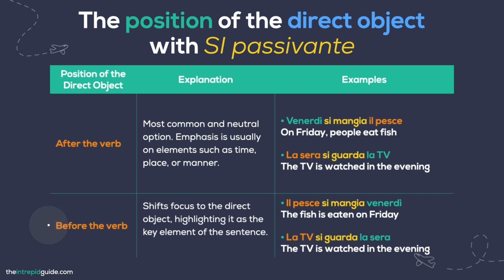On the other hand, placing the direct object before the verb shifts the focus to the object itself, highlighting it as a key element of the sentence. Take a look. Il pesce si mangia venerdì. The fish is eaten on Friday. La TV si guarda la sera. The TV is watched in the evening.